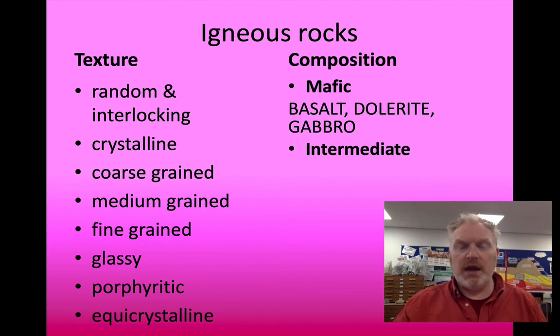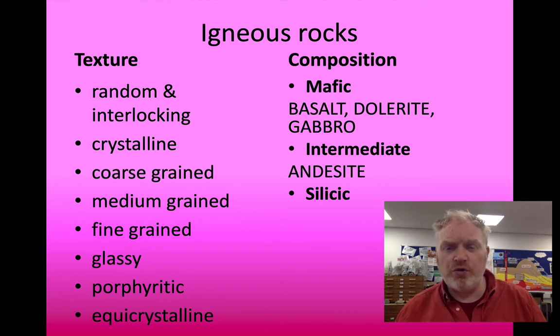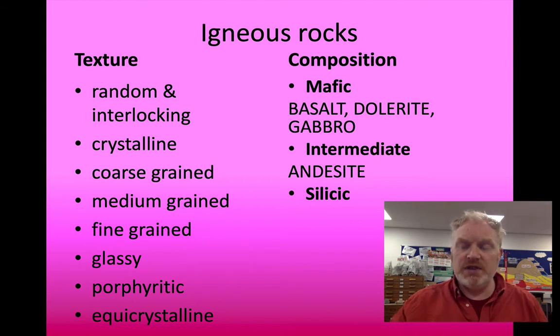Intermediate composition has a bit more silica, a bit less iron and magnesium, and the rock we need to recognise there is andesite. Andesite is a fine-grained intermediate rock. It can be a tricky one to identify, andesite. Finally, then, we have silicic igneous rocks. Silicic igneous rocks have lots of silica in them. Silicic igneous rocks tend to be lighter in colour, lower in density than mafic rocks, which are dark in colour and higher in density. And the reason for that is they contain a lot of quartz. So the key mineral in a silicic igneous rock is quartz.